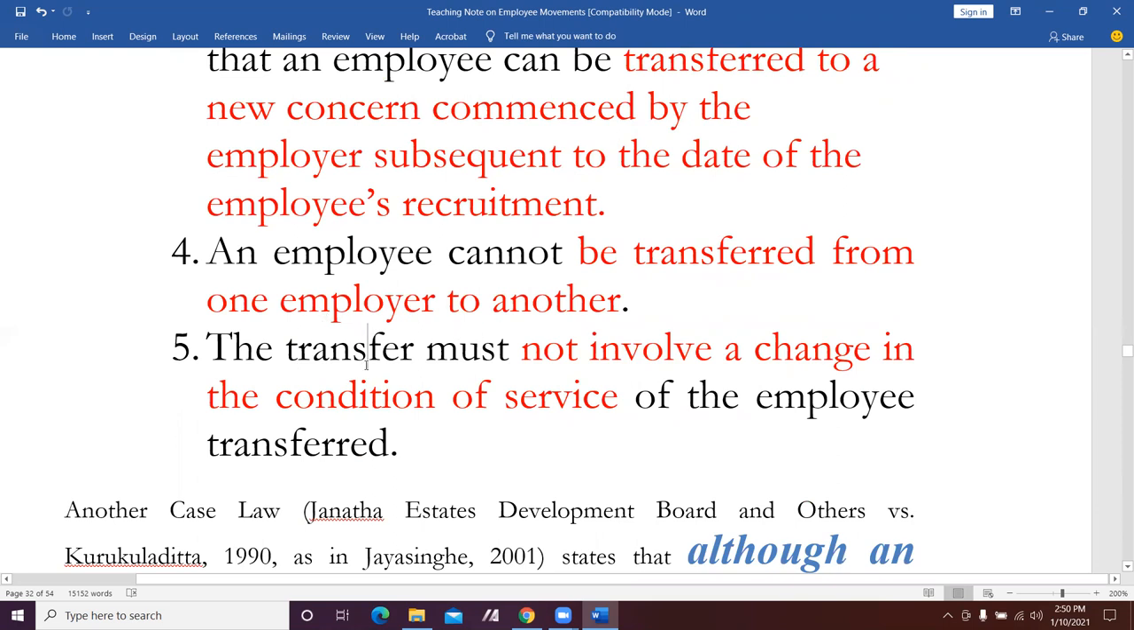Then the transfer must not involve a change in the condition of service. It should not be perceived by the employee as a demotion. And also, if because of the transfer there is a reduction to the salary, then there will be a problem. The employee can go to the court. But if there are genuine reasons which the employee can accept, then okay, no problem.